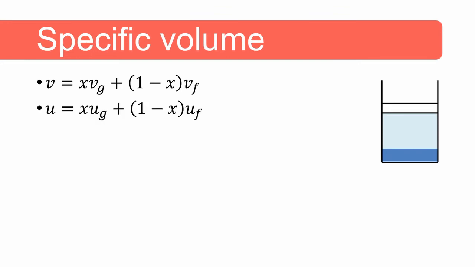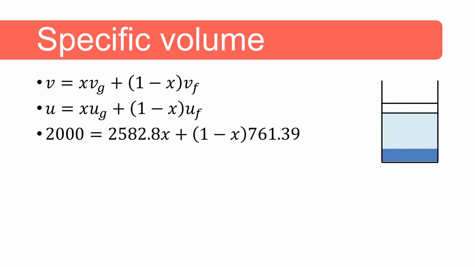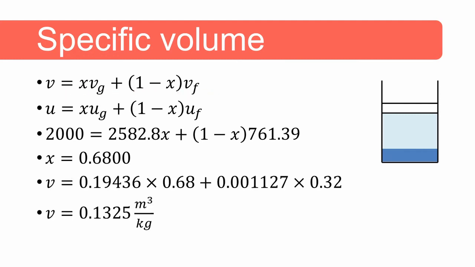Now, we know for internal energy for a two-phase mixture, we can use this equation shown. And we can get the saturated values from the tables, and we know the internal energy of the mixture. And therefore, we can substitute the known values in, and the only unknown is the quality. We can get a quality then of 0.6800. Now, we can use the value of the quality that we've calculated and substitute it back into our first equation for specific volume. And we get an answer for specific volume of 0.1325 cubic meters per kilogram.